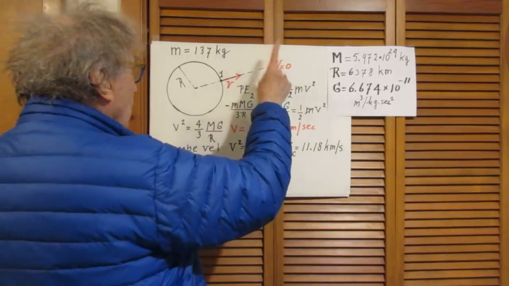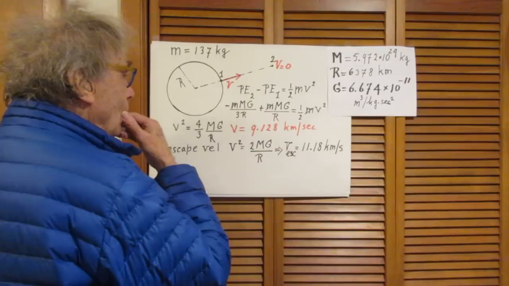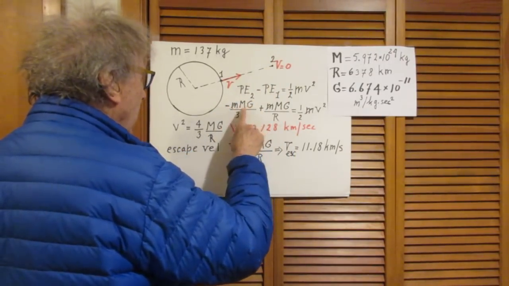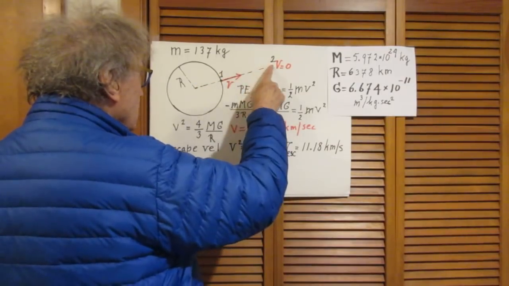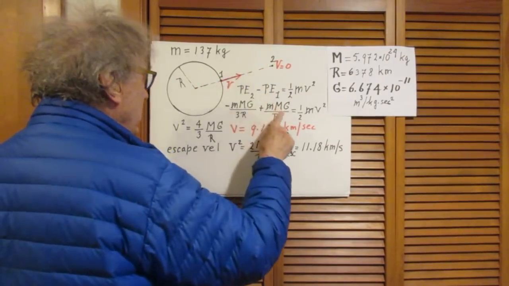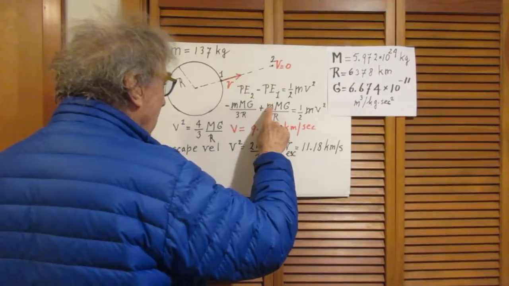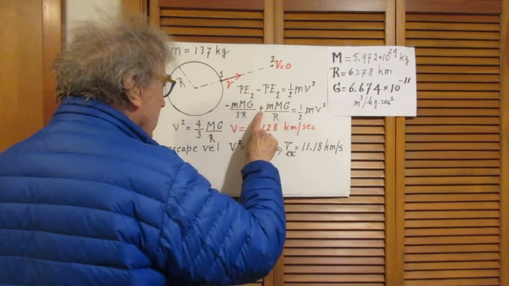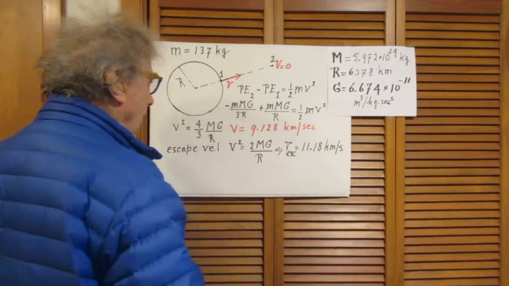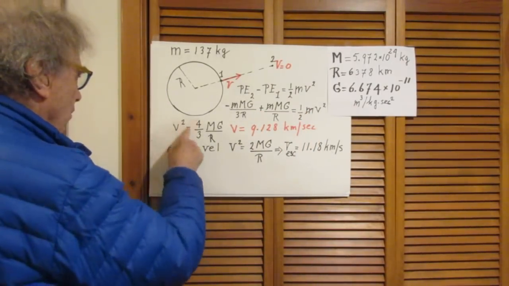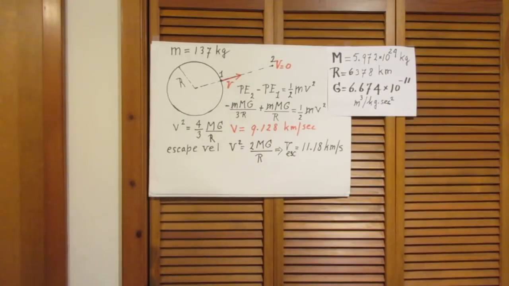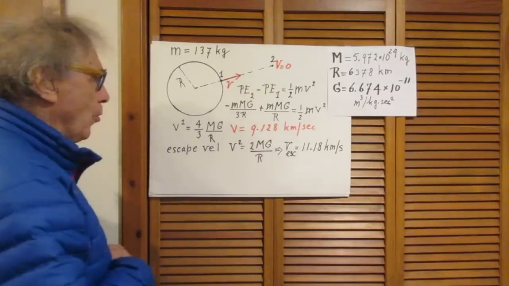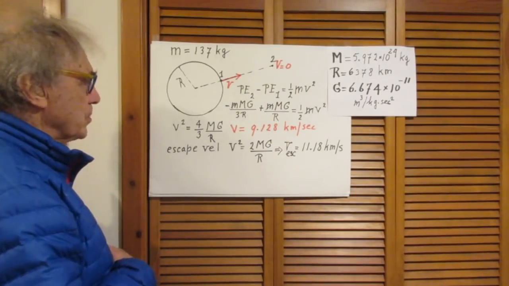So, the potential energy at this point is minus m capital M g over 3R, this distance is 3R, and right here it is minus m capital M g over capital R. But since there's a minus sign here, this becomes a plus sign, and that is 1/2 mv squared. And so v squared is 4/3 MG over R, and that gives you a speed here of 9.128 kilometers per second.